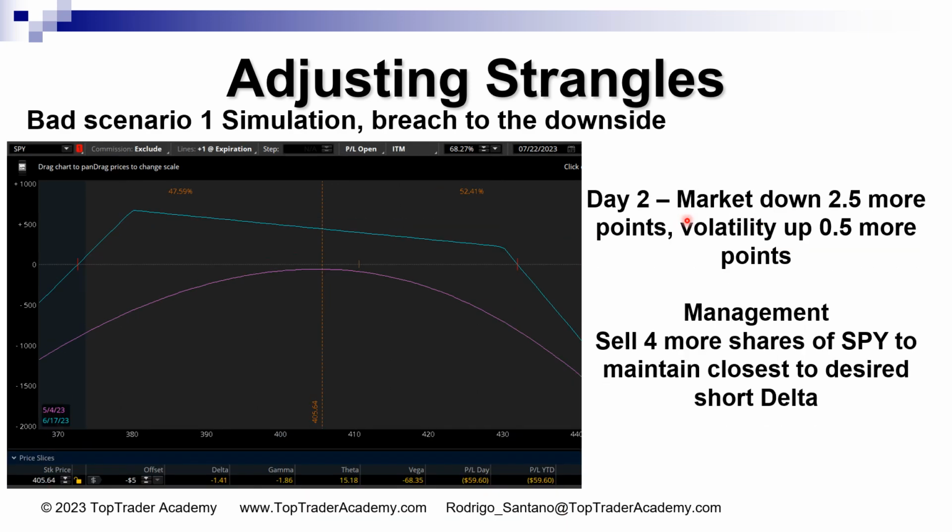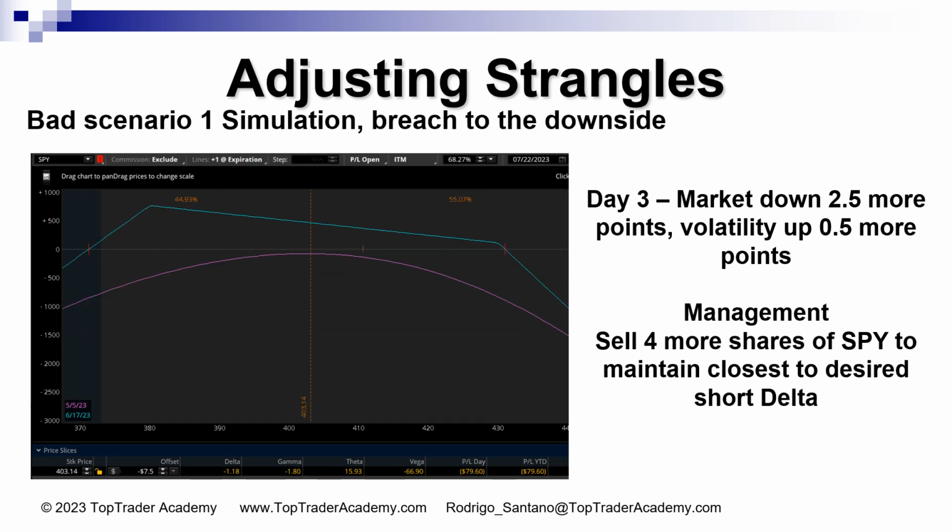Day 2 comes and the market is down another 2.5 points. Volatility is up another 0.5 points, and we sell 4 more shares. You can start seeing a trend here. I'm selling shares to maintain this purple curve centered and a little bit to the right. Our Strangle is leaning a little bit more to the right because we sold another 4 shares.